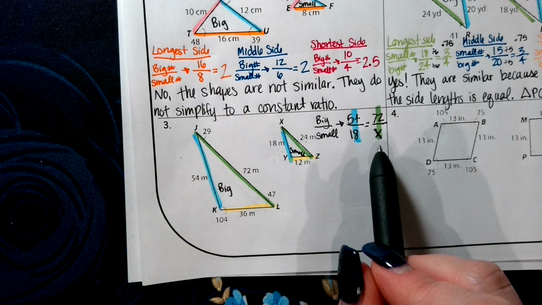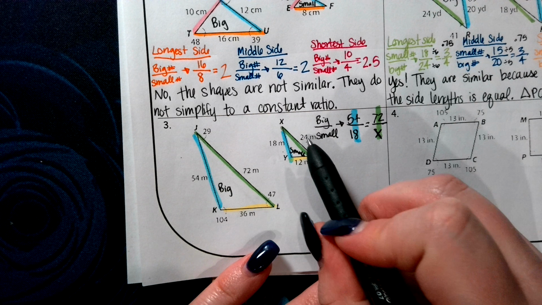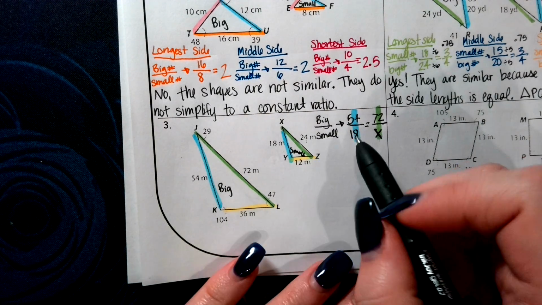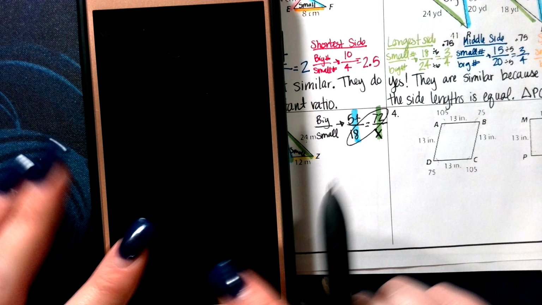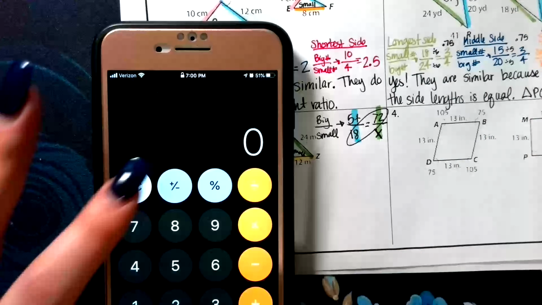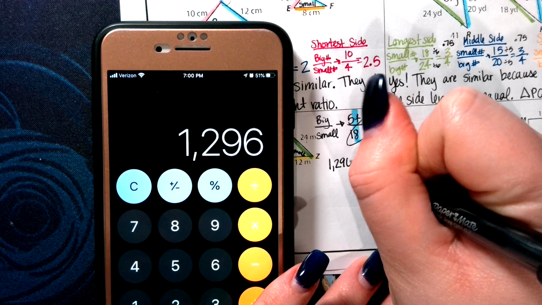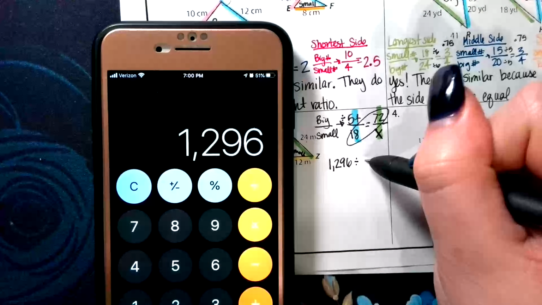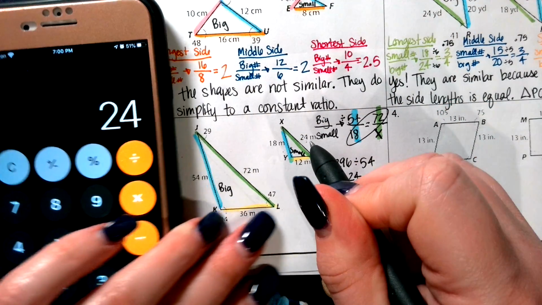So I need to solve for X to figure out. If I get 24, then we're good. We just need to check the yellow side. But if we do not get 24, then that means they are not proportional. So I would take 18 times 72, cross multiply. We get 1,296. We need to divide that by 54. And we do indeed get 24 for that green side length. So far so good. We still have to check with the yellow side.